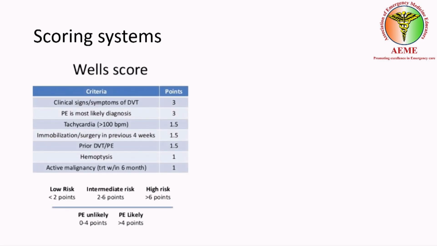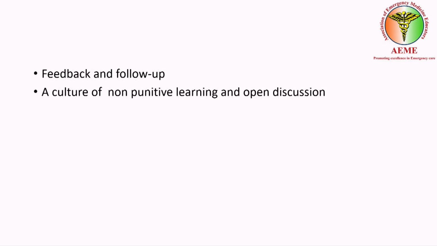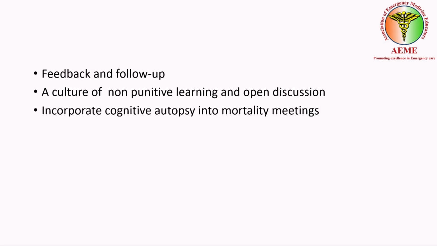Next, you can use your scoring systems like your Wells score for DVT and pulmonary embolism, your HEART score. All those will help in risk stratifying and also, to an extent, diagnosing your cases. So in your department, what can you do to improve your diagnostic accuracy and reduce errors? Get proper feedback, get proper follow-up. There must be a culture of non-punitive learning and open discussion. So your mortality meetings should not be about blame gaming. They should be about open discussion and learning. And you have to incorporate cognitive autopsy as well into your mortality meetings.